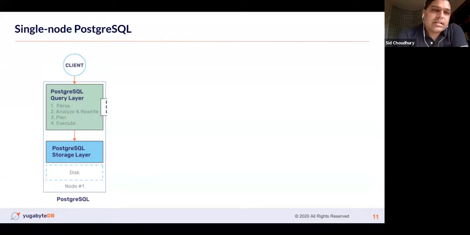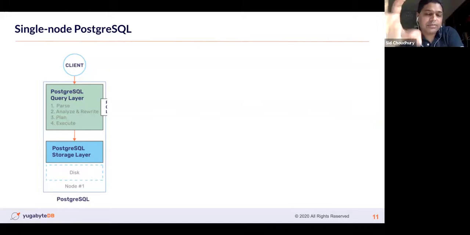Now we all understand there is a single node Postgres architecture. It is, I would say, the most popular open source RDBMS on the planet today, clearly. And the way it is architected is there is a PostgreSQL query layer, which parses the client queries, analyzes, rewrites, comes up with a query plan, and then sends those execution primitives to the underlying storage layer, which stores data on a disk and responds to the queries that are coming in from the query layer. Very simple, very easy to understand. This is how almost every traditional RDBMS looks like.